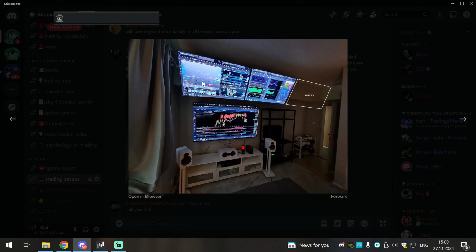I already run Exocharts here, main charting of 1 hour. Then I have 30-minute TPO. I have 2 Tradinglite panels here, and then liquidity. Okay, so this is my main baseline setup.